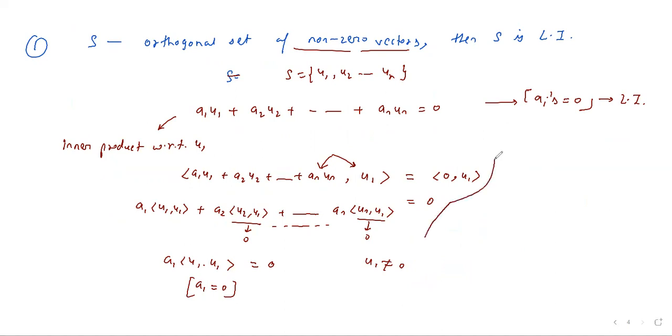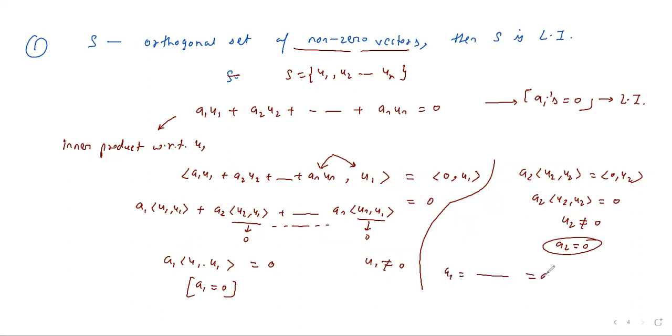Now similarly we can check for the other vectors. If I do the inner product with respect to u2, all the other terms would go to 0, and only a2 u2 comma u2 and 0 comma u2 remain. That would mean a2 times u2 comma u2 is equal to 0, and here also u2 is not equal to 0, so we would say that a2 is equal to 0. So by applying the inner product on each and every vector, we get that a1, a2 to an, all my ai's are equal to 0. From this we can say that S is linearly independent. Understood?